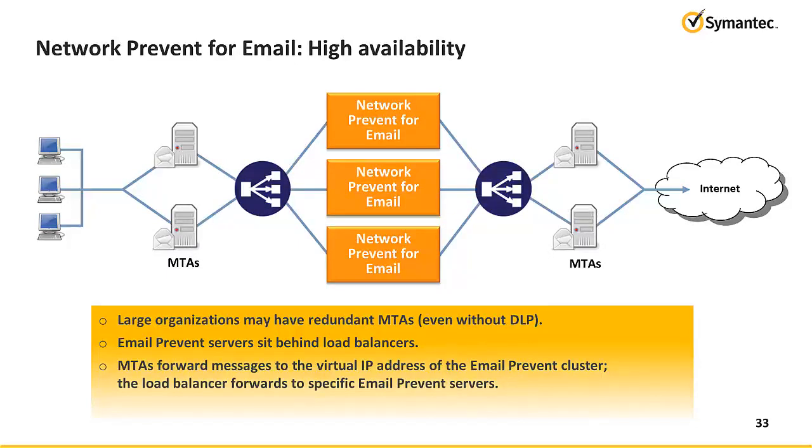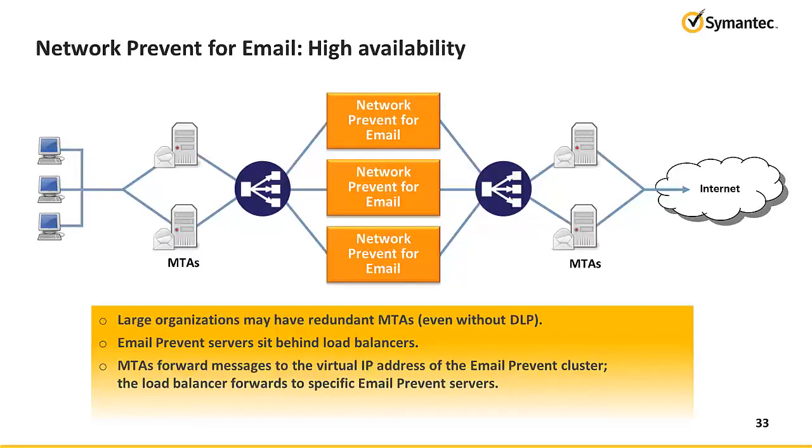Customers should determine how much outbound email traffic they need to analyze, how much traffic one Network Prevent for email server can handle in their environment, which may differ from the sample performance statistics discussed earlier based on network specifics, and then decide how many servers they need to handle normal traffic and account for any occasional traffic spikes. Because the Network Prevent for email server is not an MTA and does not store and forward messages, customers retain complete control over their messaging architecture.